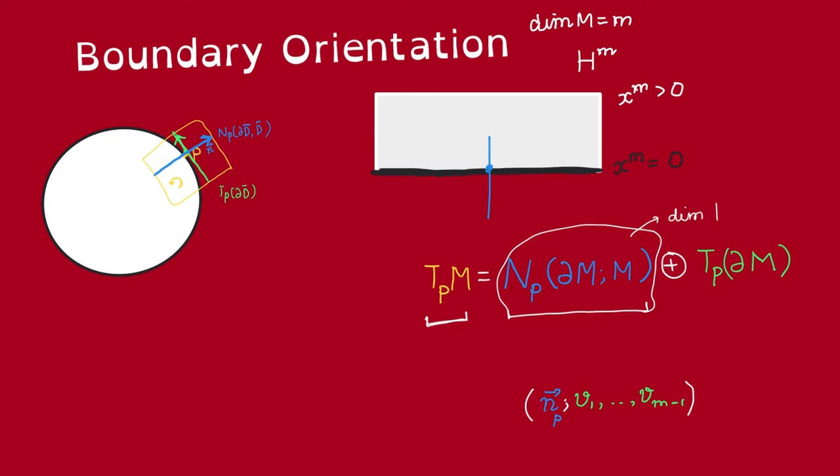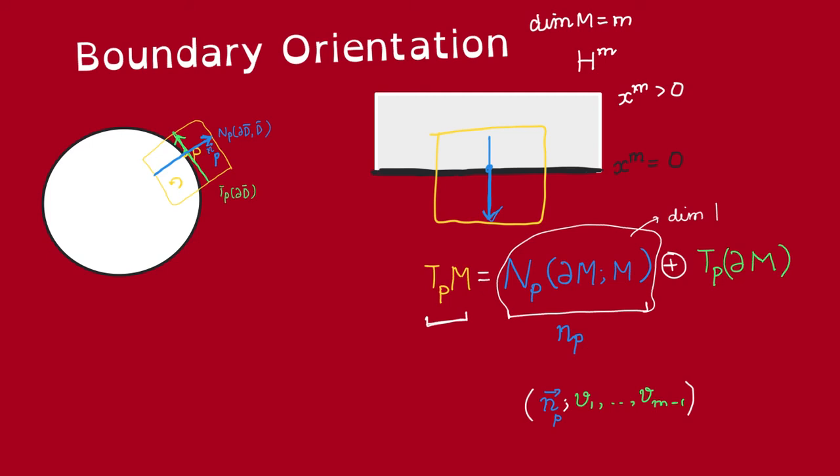We'll choose the default orientation on the normal space to be that corresponding to the outward pointing unit normal. Well, we know what it means for a vector in this normal space to be an outward pointing normal vector in this case of the upper half space. But how about on a general manifold M? Again, a general manifold with boundary locally looks like this upper half space. So we can just carry this orientation over. We'll denote the unit outward pointing normal vector by N_P. Alright, so that's the default orientation on the normal space to the boundary.